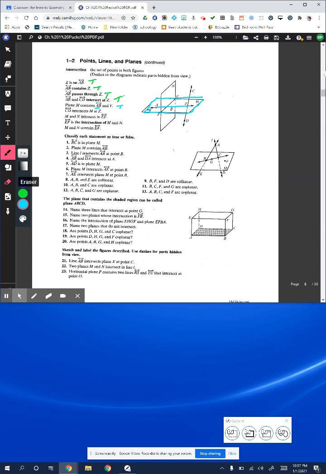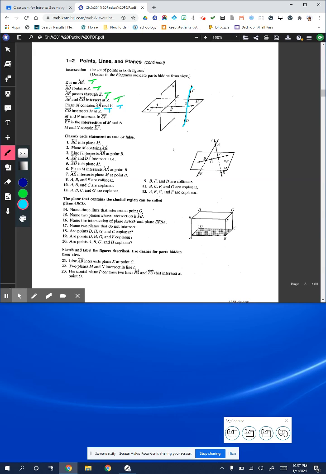All right, next question. CD intersects. Let me erase here, and let's highlight the new line. CD, here's my line CD, intersects the plane M at point Z. So yes, if it was cutting right through there, it would intersect, just making a hole right there. So that would be true.